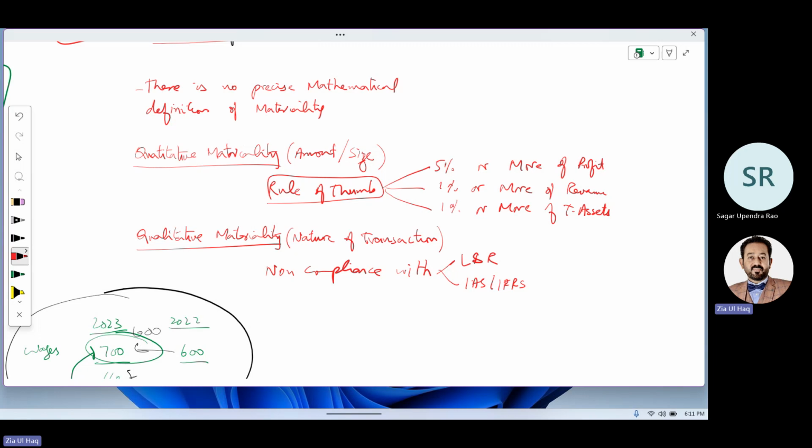Meaning if any misstatement is not meeting the materiality threshold with the profit, we will also compare with the revenue. If it is meeting the threshold with the revenue, we will consider it a material misstatement.